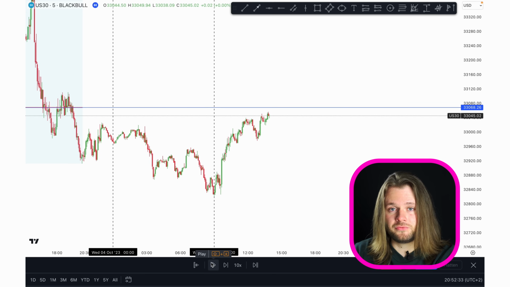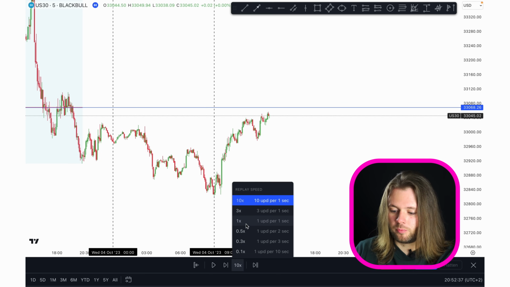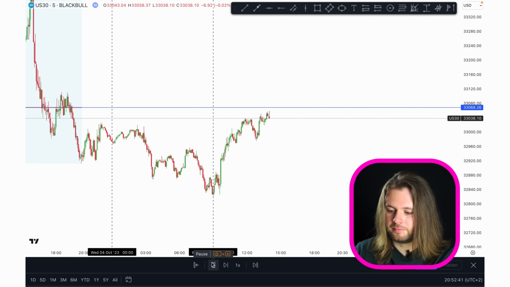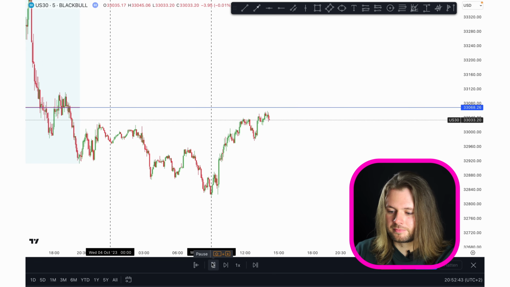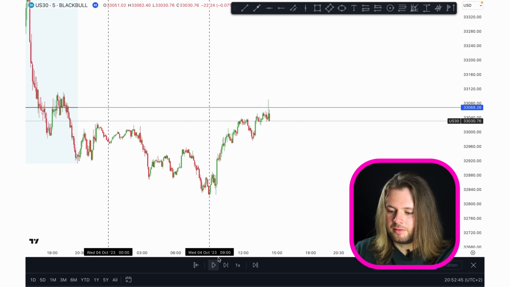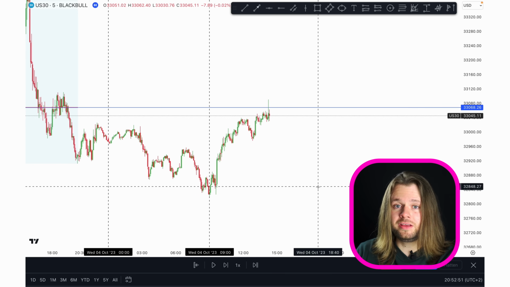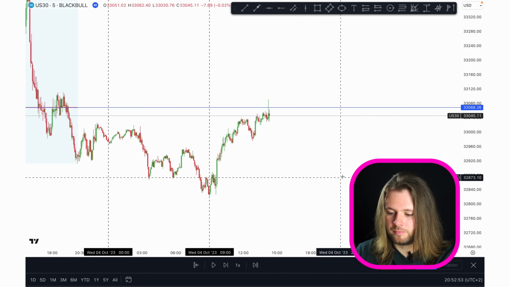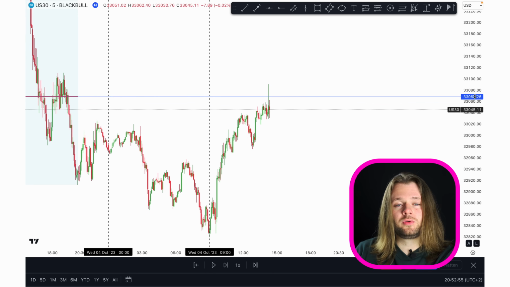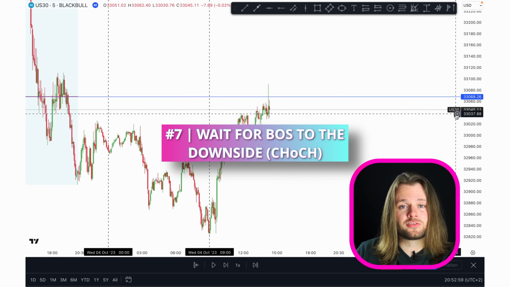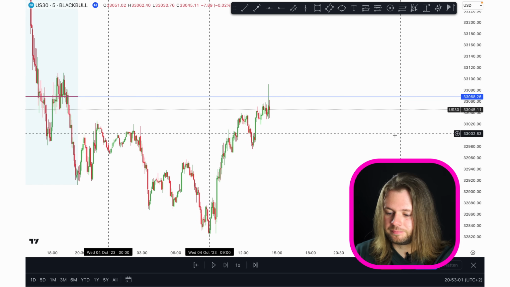As you can see, we are very close to mitigating the volume level. Let's just drop our speed down a little bit. After patiently waiting, we can see that price has indeed mitigated the previous day volume level. What we will be looking for now is a break of structure to the downside.